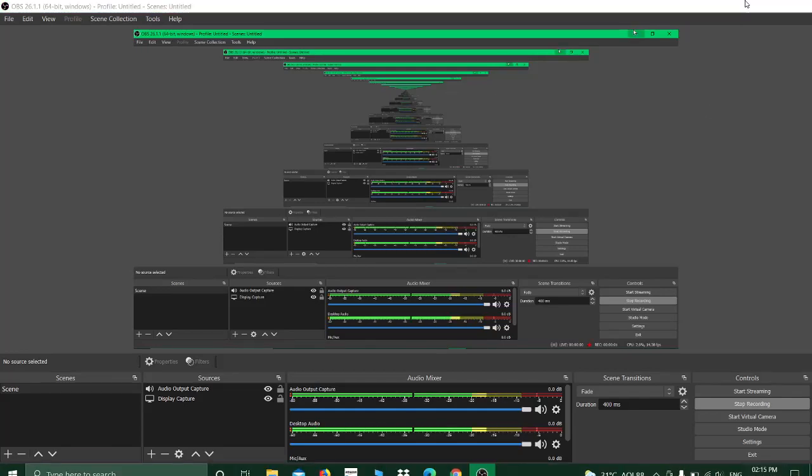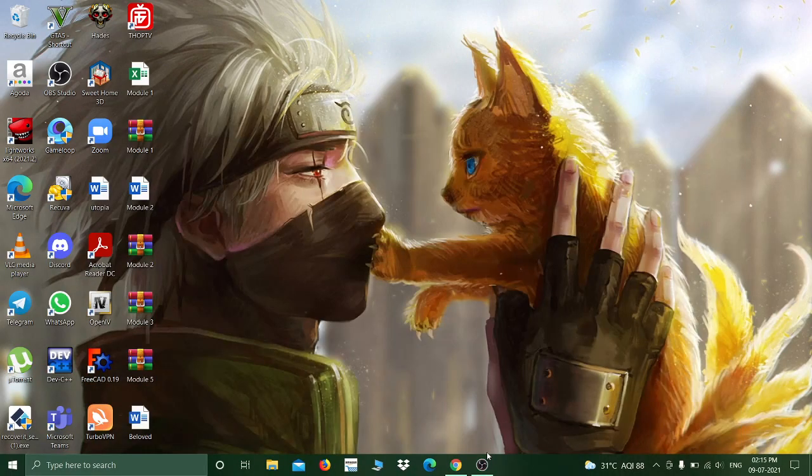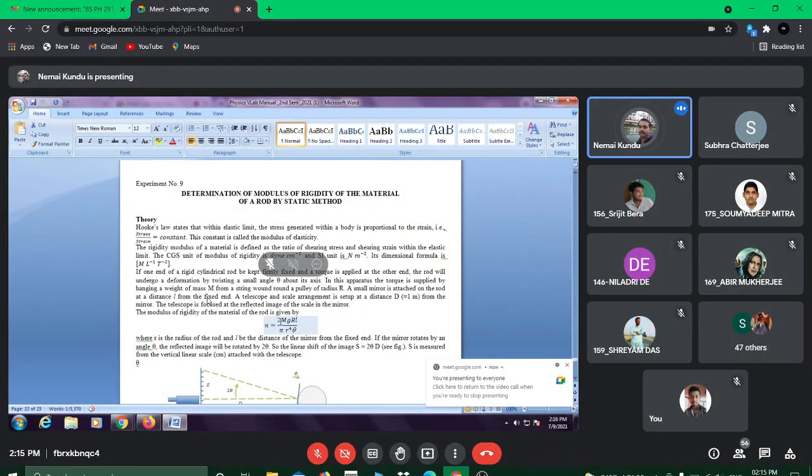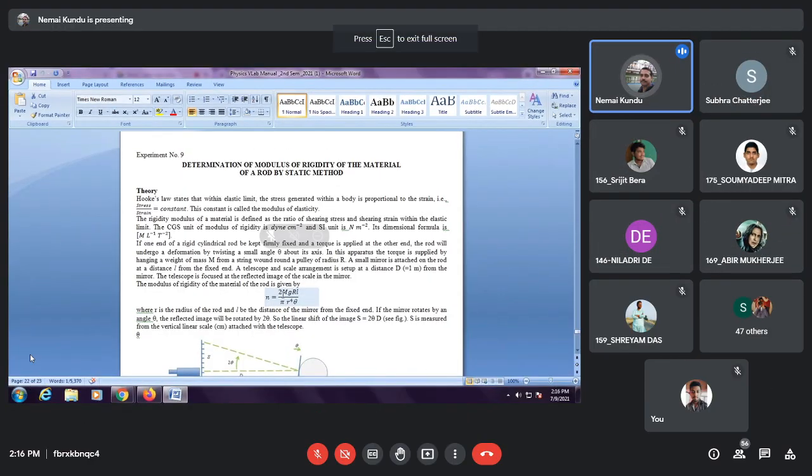Rigidity modulus is defined like that: n equals 2 M g R L by pi r to the power 4 theta, where M is the mass. In this apparatus the torque is supplied by hanging a weight of mass capital M from the string wound round a pulley of radius R, and capital A, a small mirror, is attached on the rod at a distance L from the fixed end.